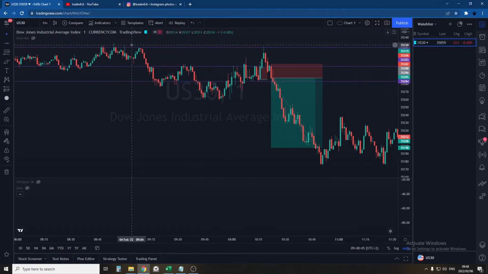This is not a supply zone, by the way. This is not demand or supply. I'm talking about resistance. So every time a new resistance forms, price fails to break out of it. Even here, you get an immediate reaction to the downside.